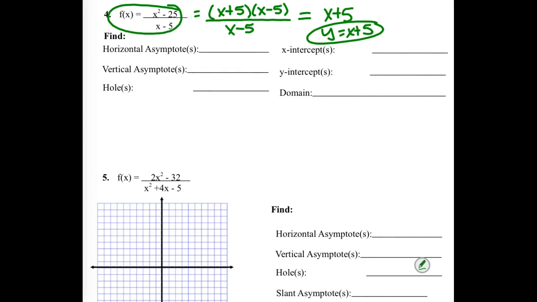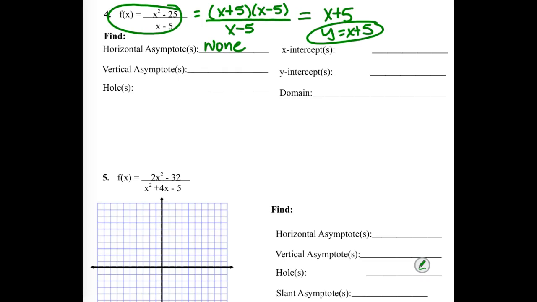Okay? All right, start with horizontal asymptotes. Look at your degrees. Do we have a horizontal? No. Would we have a slant? We would. They didn't ask for one here, but we would have a slant asymptote. We could do that synthetically if we had to.